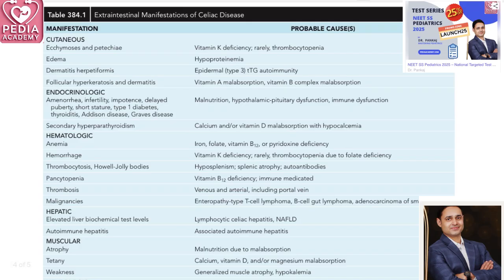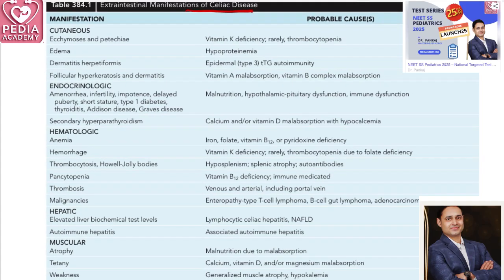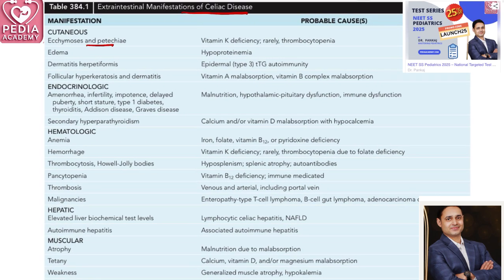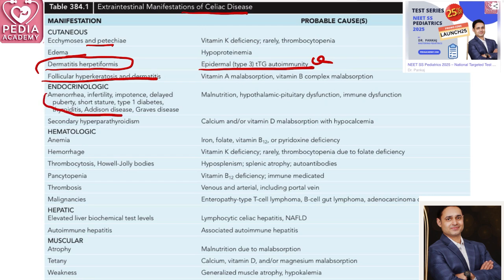Today we will discuss extraintestinal manifestations of celiac disease, very much important because it was asked in INI-CET. Ecchymosis and petechiae, edema, dermatitis herpetiformis is seen, probable cause epidermal type 3 TTG autoimmunity, very much important. Follicular hyperkeratosis and dermatitis is seen due to vitamin A malabsorption, and amenorrhea, infertility, short stature are also seen. Type 1 diabetes, so this is an immune dysfunction thing.